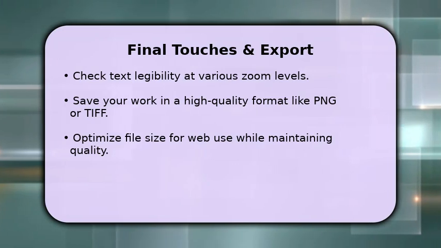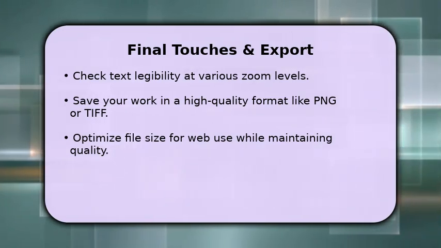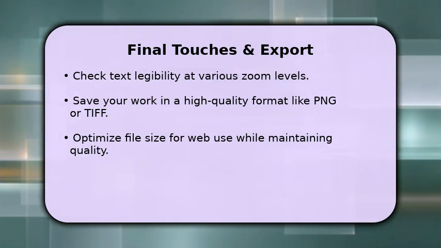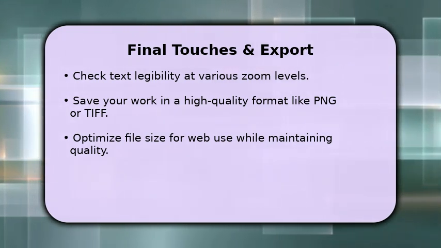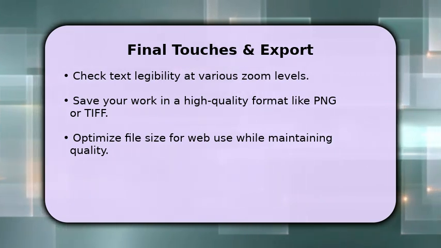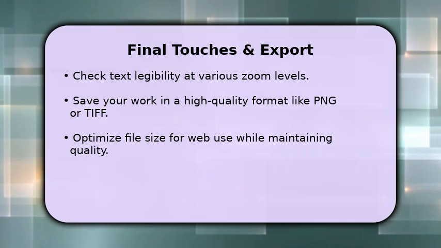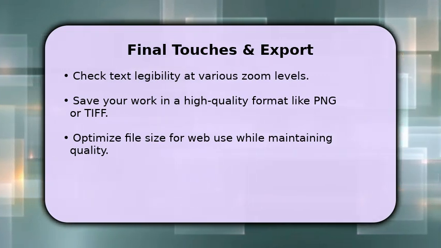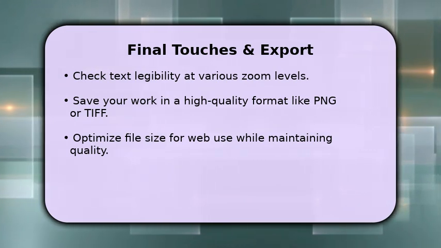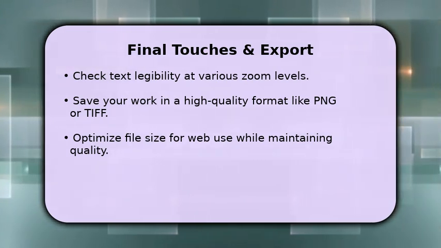Finally, review your text at different zoom levels to ensure legibility and sharpness across various scales. When saving, choose a high-quality format such as PNG for web graphics or TIFF for print to preserve all the details. If optimizing for web, use Save for Web Legacy to balance file size and visual quality. These steps ensure your text looks its best wherever it's displayed.